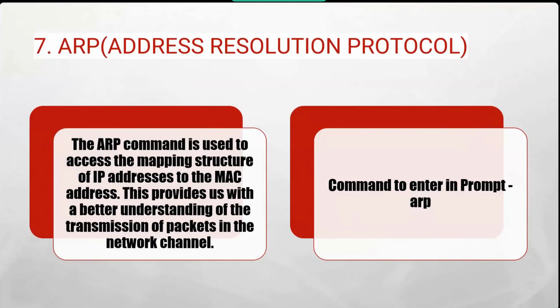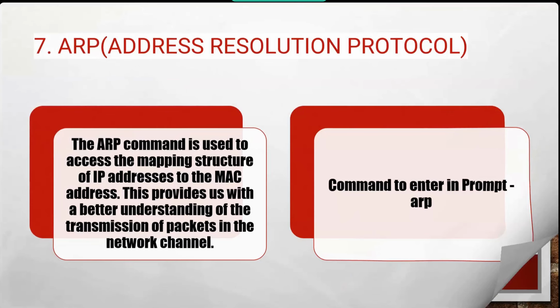ARP, you must be very much aware, is the Address Resolution Protocol that maps IP addresses to MAC addresses. The ARP command is used to access the mapping structure. It shows which IP is assigned to which MAC address. This provides us a better understanding of the transmission of packets in the networking channel, how the packets are transmitted over it.